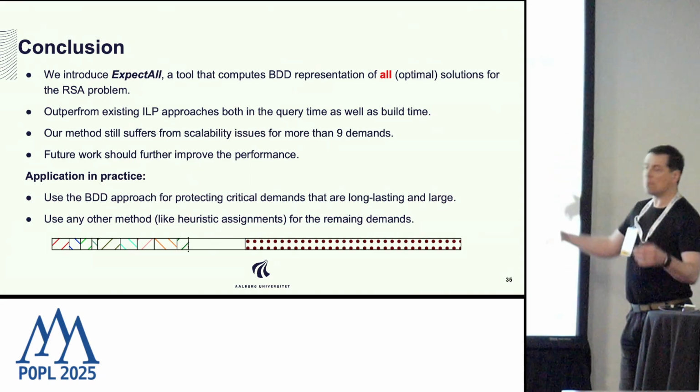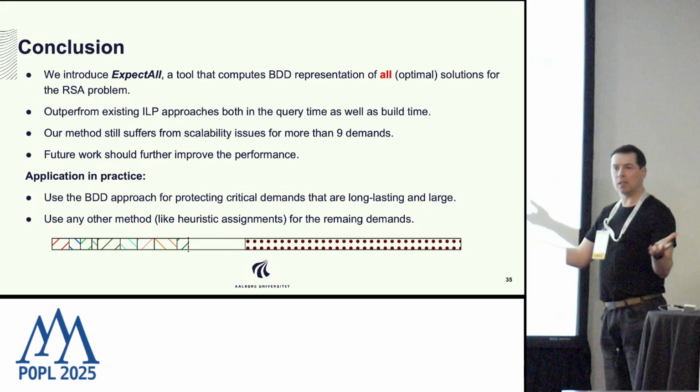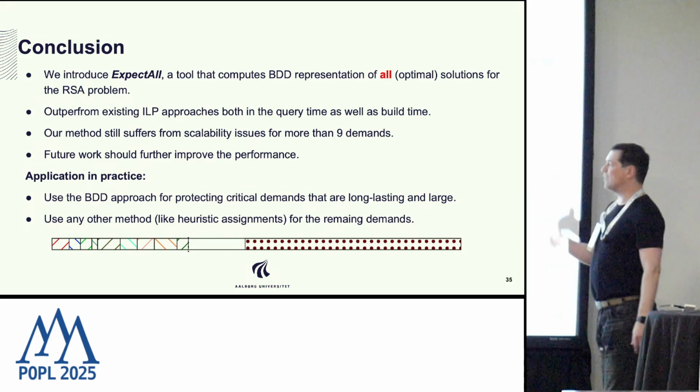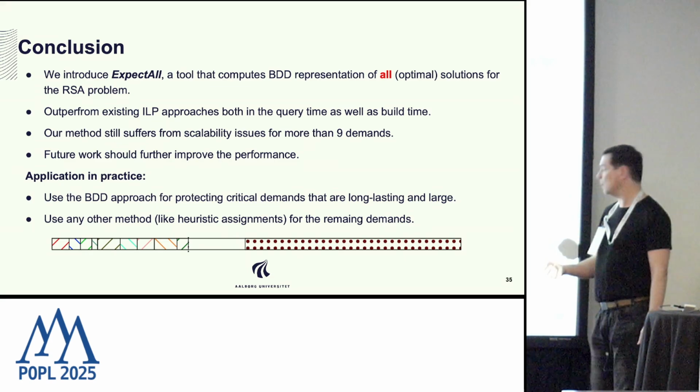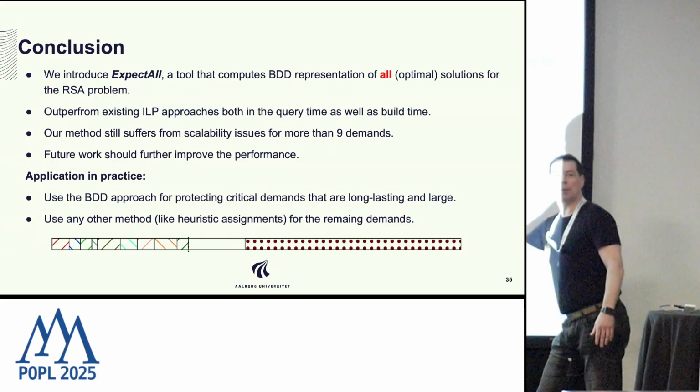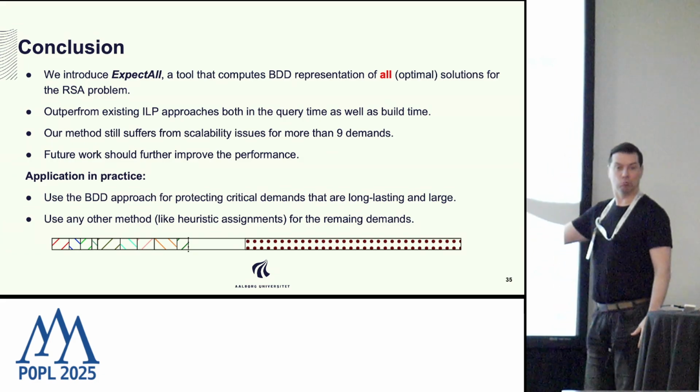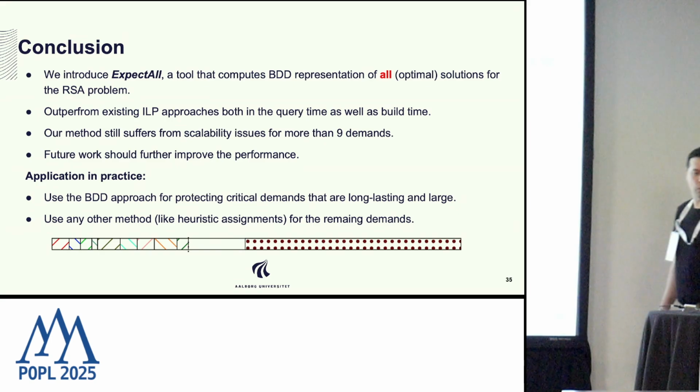And for the other demands that are less important, less critical and smaller, we just use some of the existing heuristic approaches, which are not known to be optimal, but we start them from the other side of the spectrum. That could be one way to remedy this, but we would definitely like to work more on improving the performance. Yeah, and that was my 25 minutes, so thank you for your attention.